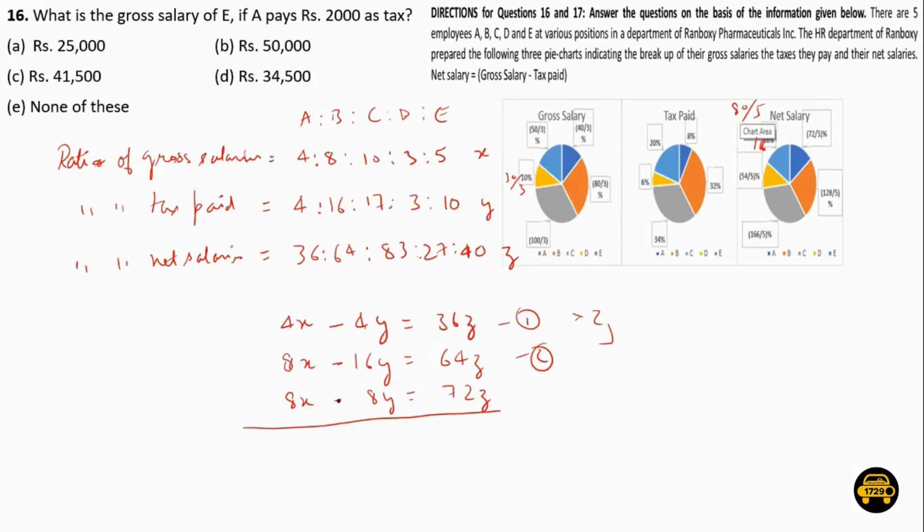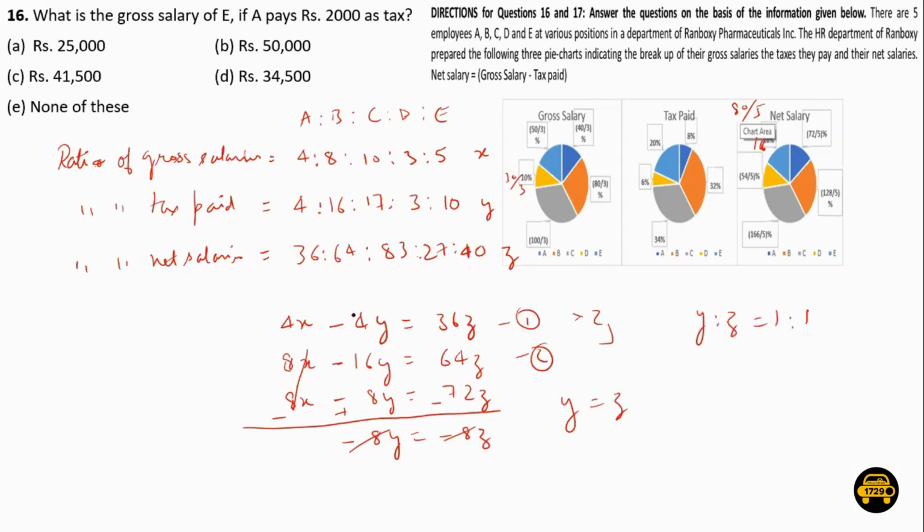Now, if we have to solve it, how do we go about it? We can find the ratio between X is to Y or Y is to Z, anything. So we just cancel out the X here. It will become minus 8Y equal to minus 8Z, or you can say Y is equal to Z. That means the ratio between Y and Z is 1 is to 1.